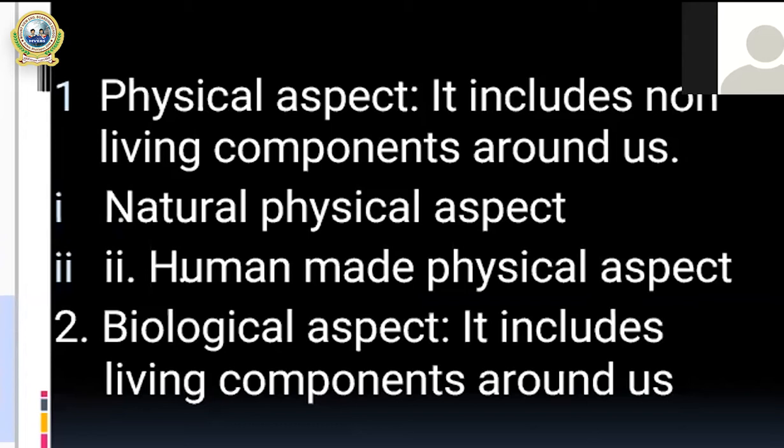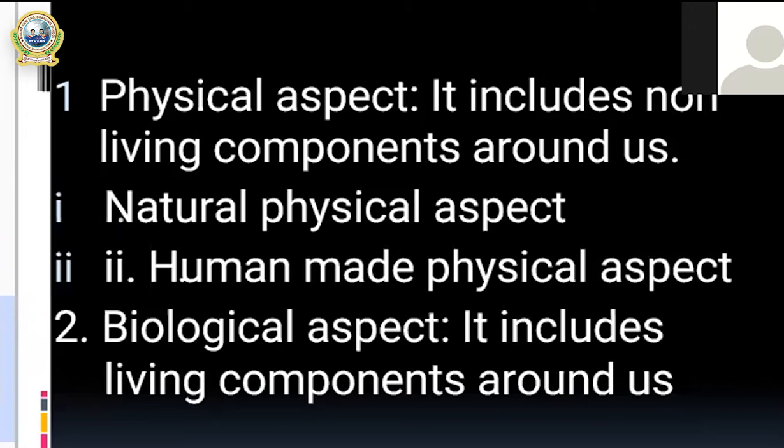We can take examples by the two groups of physical aspect. There are two categories: the first one is the natural physical aspect, and the second is the human-made physical aspect. Some examples of natural physical aspect are air, water, soil, land topography, mountains, hills, etc. And human beings should make proper use of different natural resources.